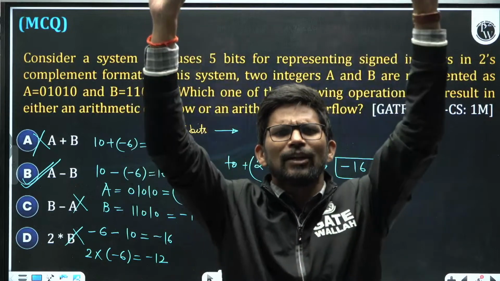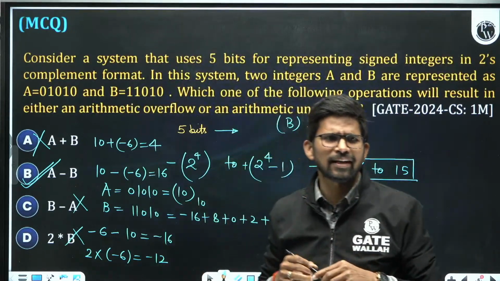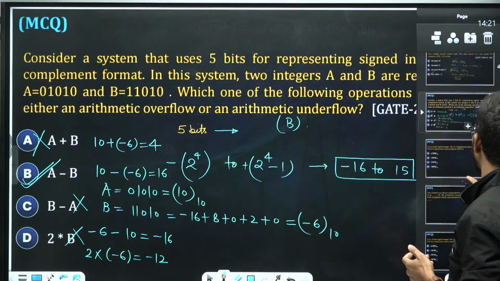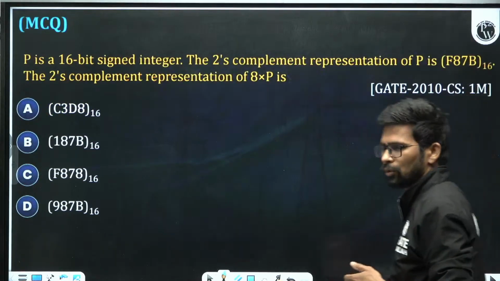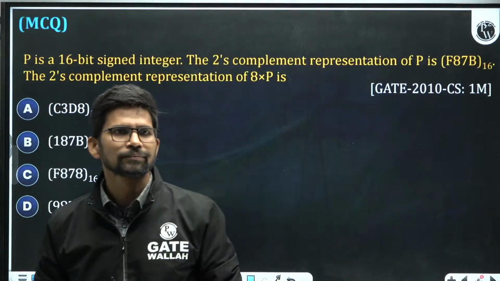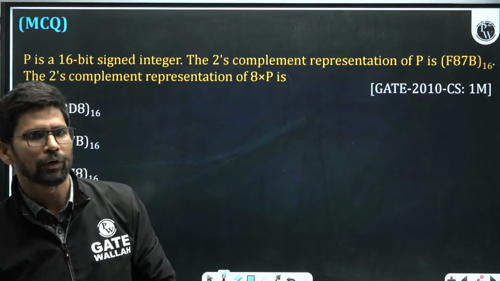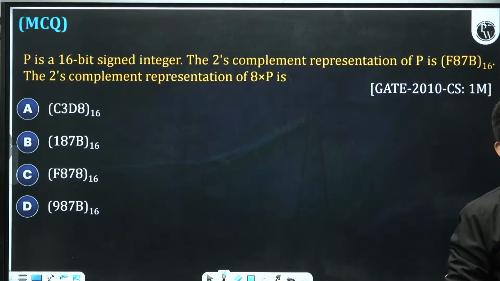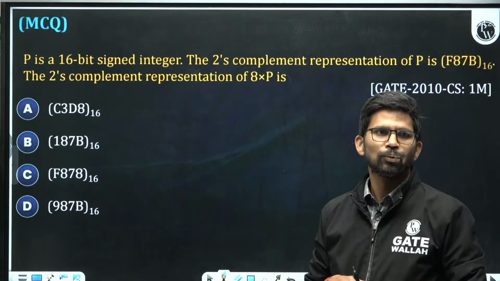Is this clear to everyone? Is the CRC part clear? Please tell me. In case of A minus B operation, there will be overflow. Got it? There will be an overflow. Got it? Option B is correct, not A. Okay, beta? Right.